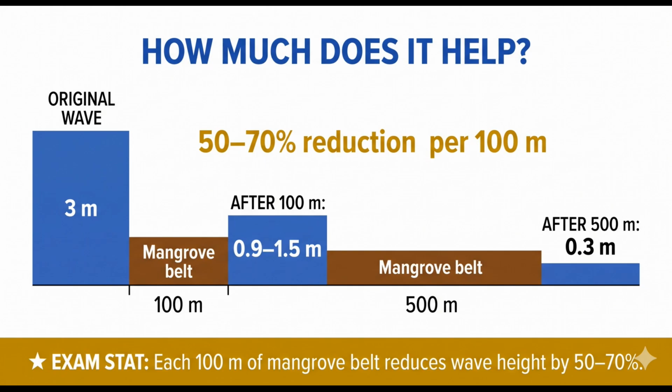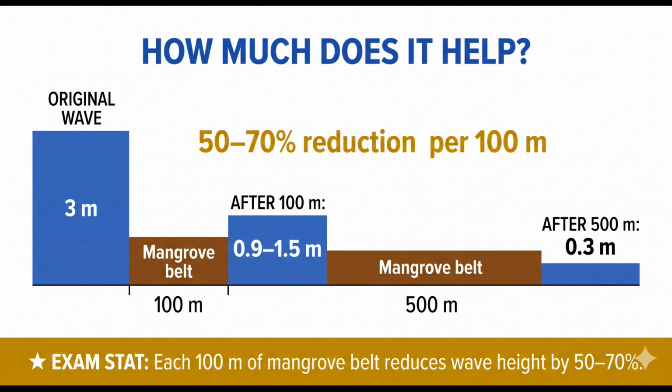Now let's put numbers on that. Look at the infographic on screen. Each 100 meters of mangrove belt reduces wave height by 50 to 70%. So if a wave is 3 meters high when it reaches the mangrove, after 100 meters of mangrove, it is between 0.9 and 1.5 meters. After 500 meters, it can be reduced by up to 90% to about 0.3 meters.